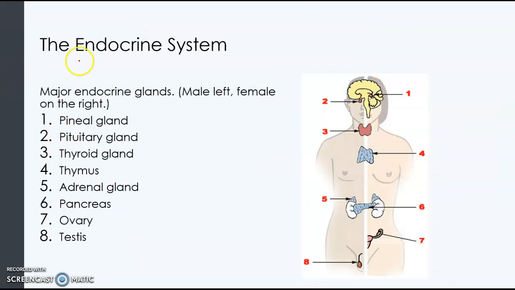And then we have the endocrine system, which is another control system. The nervous and the endocrine systems are control systems. They help control other body systems. The pineal gland is number 1. It releases melatonin to help you sleep. Number 2 is the pituitary gland, which has a large number of hormones, there are like 9 hormones that are released by the pituitary gland. The thyroid gland releases thyroid hormones to help you with your metabolism. The thymus helps you with your immune system.